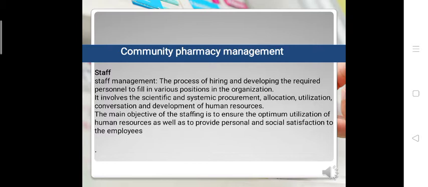How you are going to procure the person, how you are going to allocate the department, how you are going to utilize your manpower, how you are going to develop the human resources. So with respect to their skills, they can maintain and make sure the work is properly going on in that store. So that is all we are talking about here. The main objective of staffing is to ensure the optimum utilization of human resources as well as to provide personal and social satisfaction to the employee.